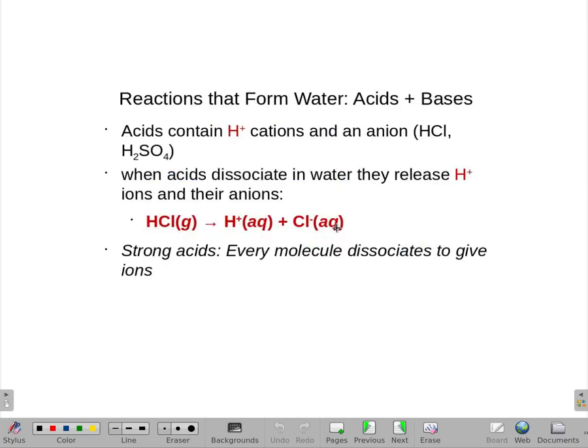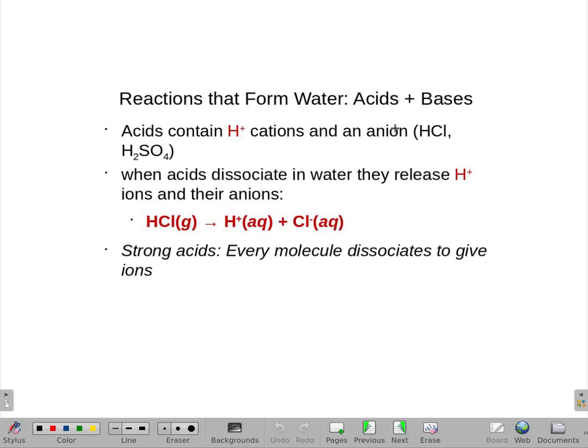All right, so first one are acid and base reactions. We got to define what an acid and a base are, at least in the chemistry world. Now, acids are specifically soluble compounds or things that have dissolved in water that produce H+ as a cation.